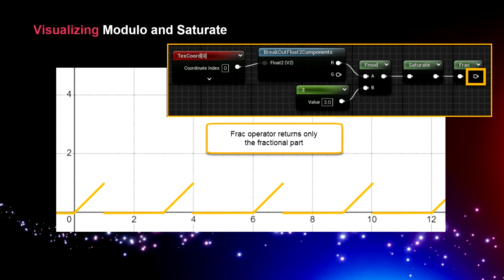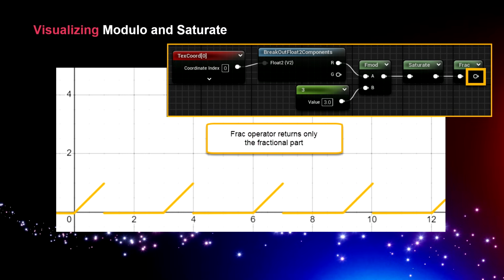And lastly, it was getting a bit crowded in the graph, so I cleaned it up a bit, but here we are connecting everything that we just did to our Frac operator, which causes the flat line that was previously at 1.0 to go down to 0, since the Frac operator keeps only the fractional part, and the fractional part of 1.0 is 0.